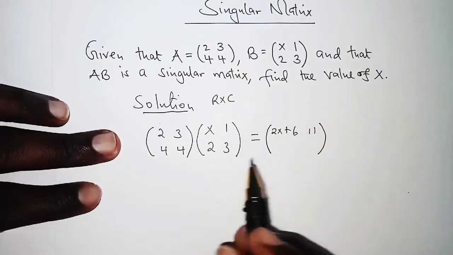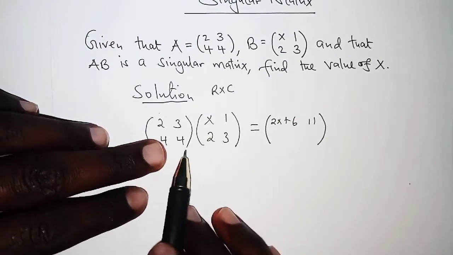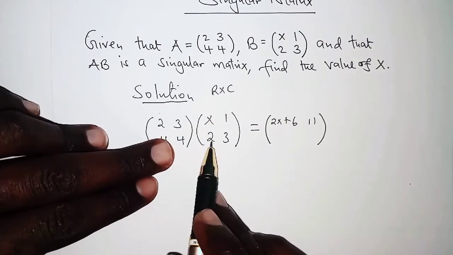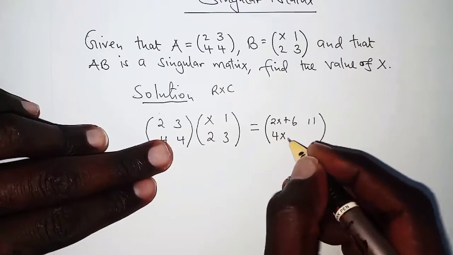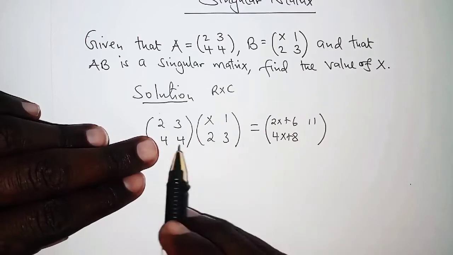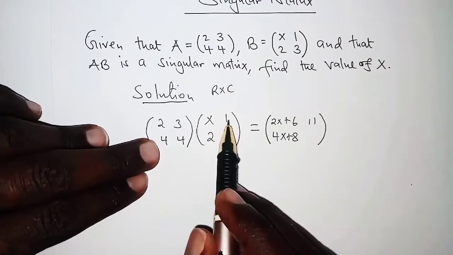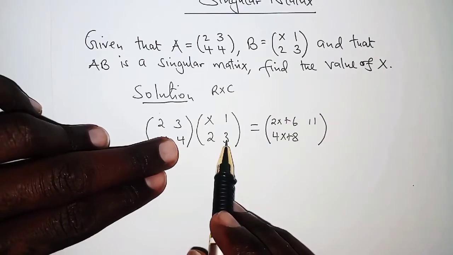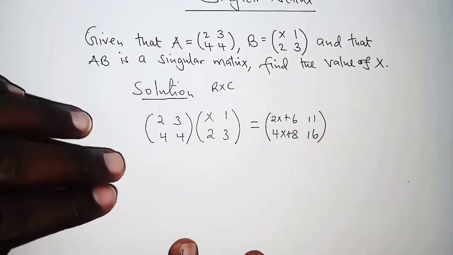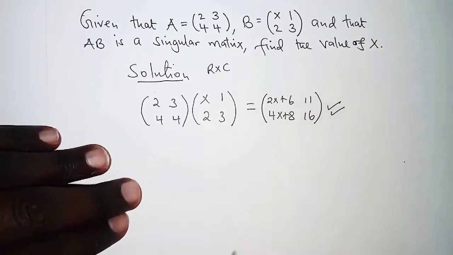Next, for the second row, we have 4 by x plus 4 by 2, that is 4x plus 8. For the next element, we have 4 times 1, which is 4, plus 4 times 3, which is 12. When you add, we get 16. So with this, we have the matrix AB.